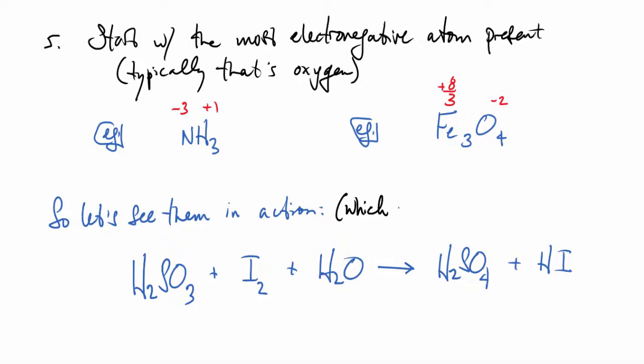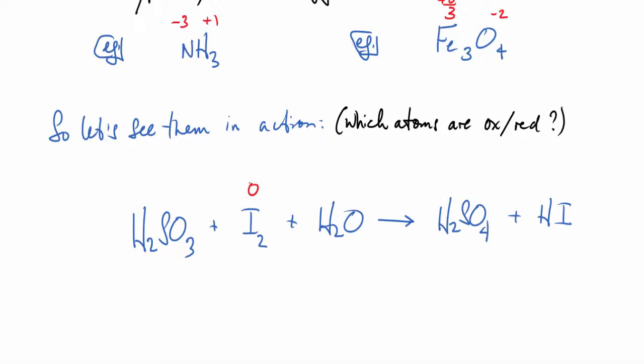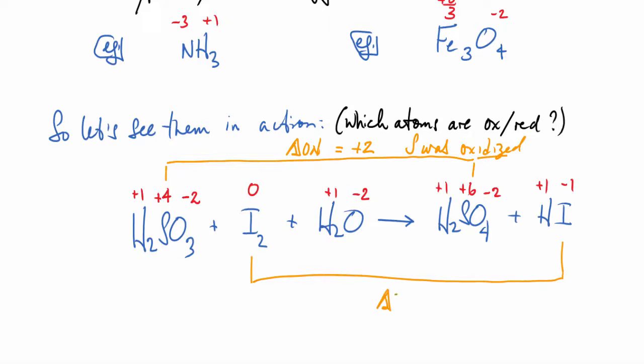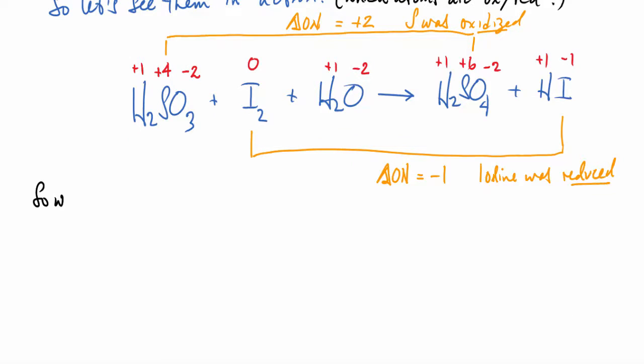Here's a reaction between sulfurous acid, iodine, and water, and we'll try and figure out which atoms are oxidized and reduced. I'll just put in all the oxidation numbers here for all the various constituents in this reaction. And we'll see that the sulfur went from a +4 to a +6. It had a +2 change, so it was oxidized. Its oxidation number went up. Sulfur was oxidized. Iodine went from 0 here to -1, and it did so by gaining electrons and was thereby reduced. Iodine was reduced.